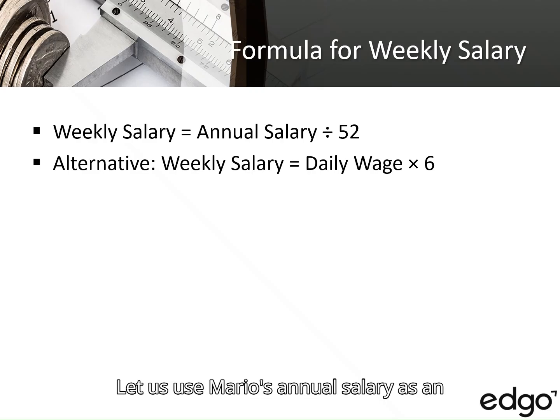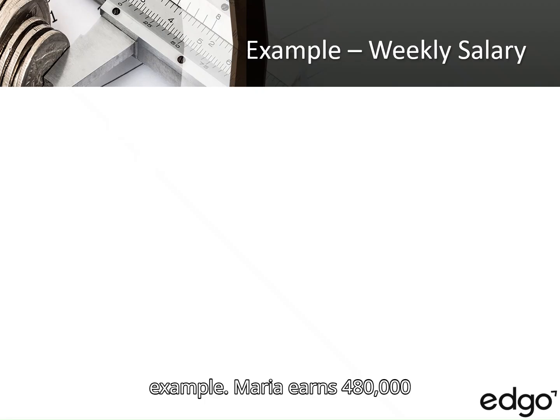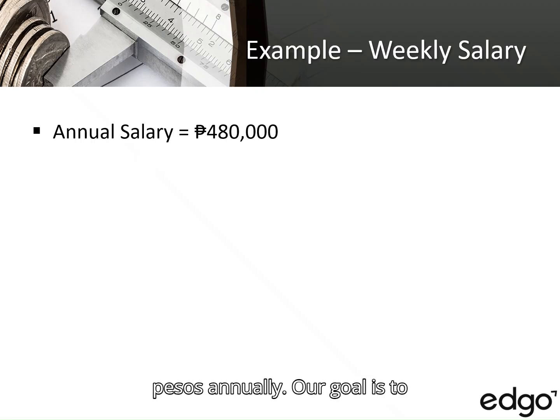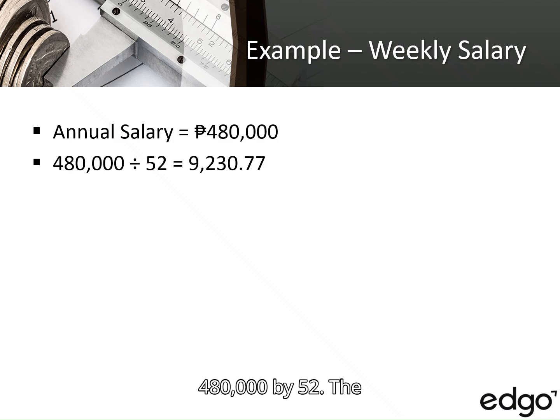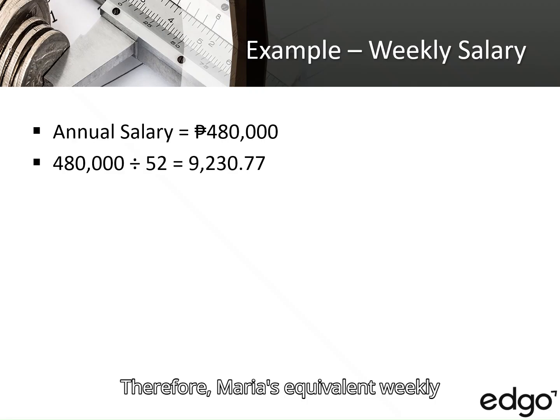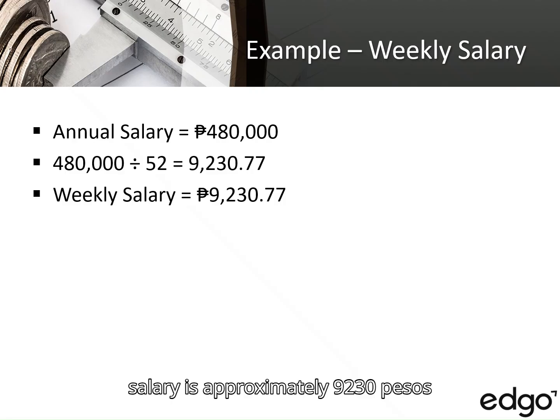Let us use Maria's annual salary as an example. Maria earns 480,000 pesos annually. Our goal is to determine how much she earns in 1 week. Using the formula, divide 480,000 by 52. The result is approximately 9,230 pesos and 77 centavos. Therefore, Maria's equivalent weekly salary is approximately 9,230 pesos and 77 centavos.